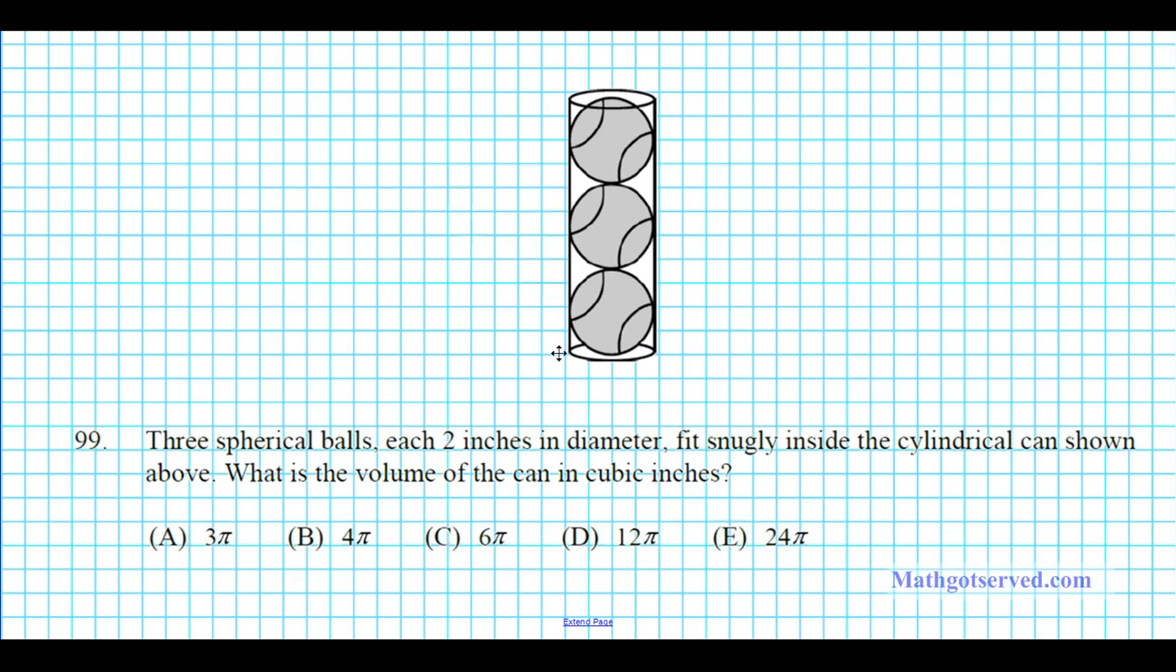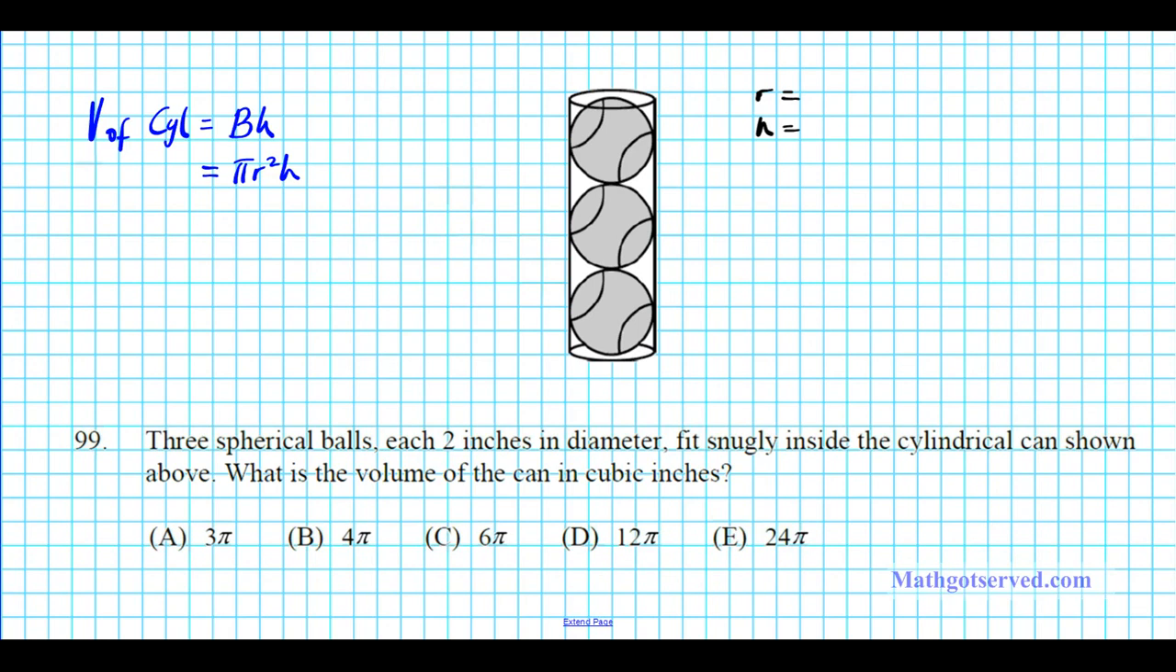So in order to find the volume of this cylinder, let's go ahead and write down what the formula is. The volume of a cylinder is given by the area of the base times the height. The base is a circle, so the area of a circle is pi r squared times the height h. So all we need is to find the value of the radius and the height in order to compute the volume. All right, we're told that the diameter is 2 inches.